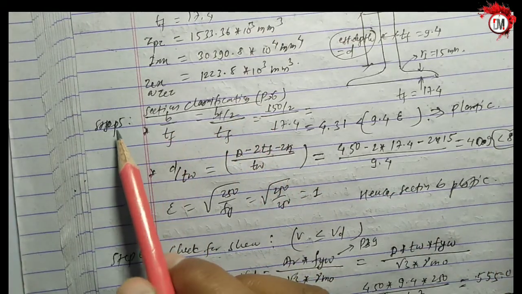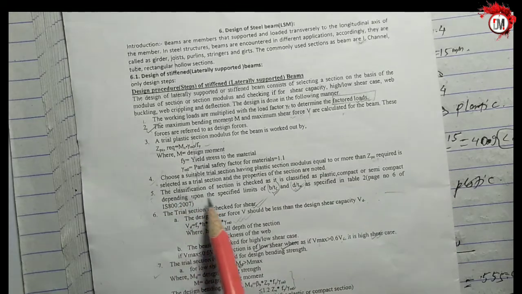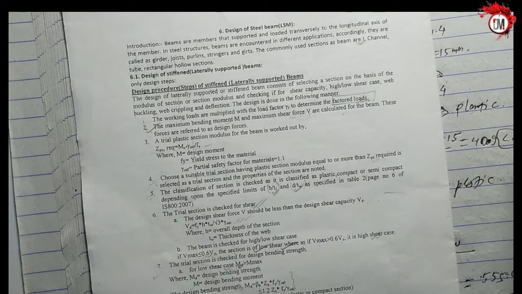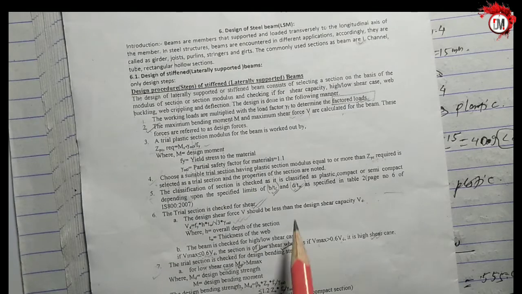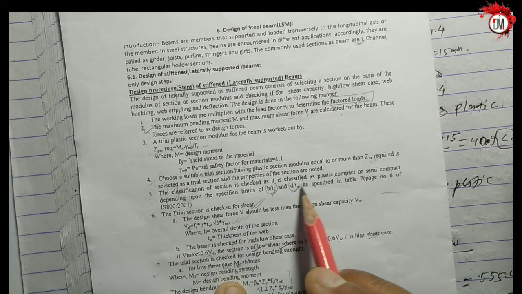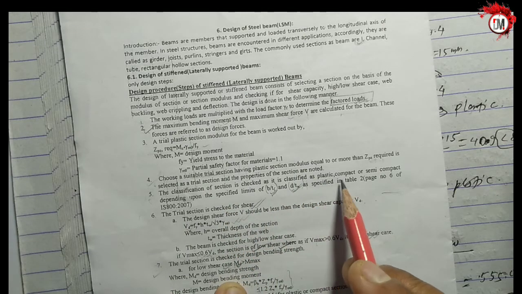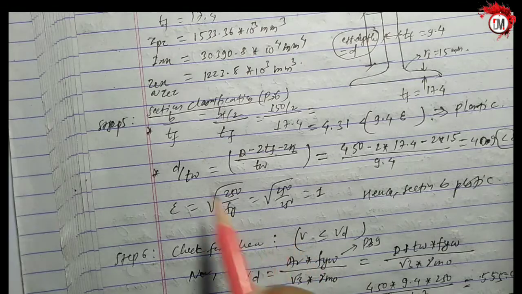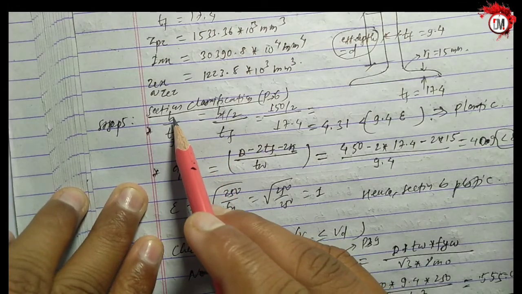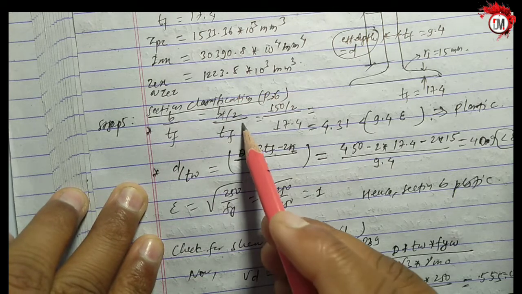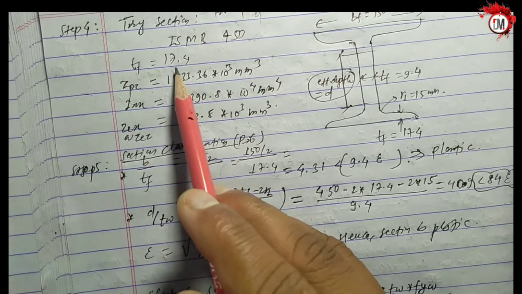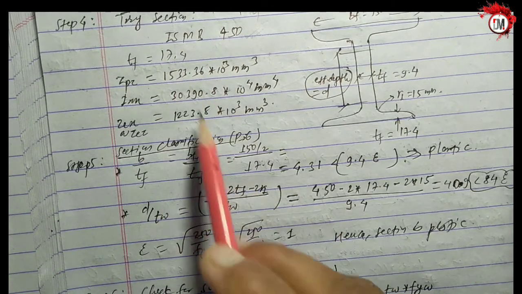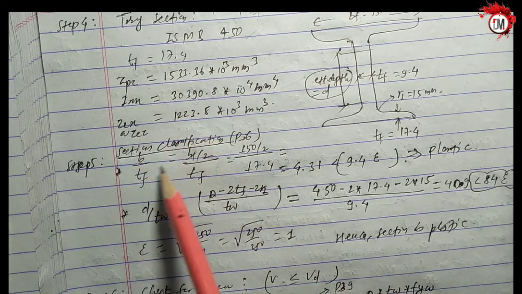Then we will go further to step number 5. What was in step number 5? I can show you. In step number 5, the classification of a section is checked, as it is classified as plastic, compact, or semi-compact, depending upon the specified limits of B by TF and D by TW. So we have to calculate the values of B by TF and D by TW. For B by TF, I already told you that B equals BF by 2, and BF is the same as we already took from the table.